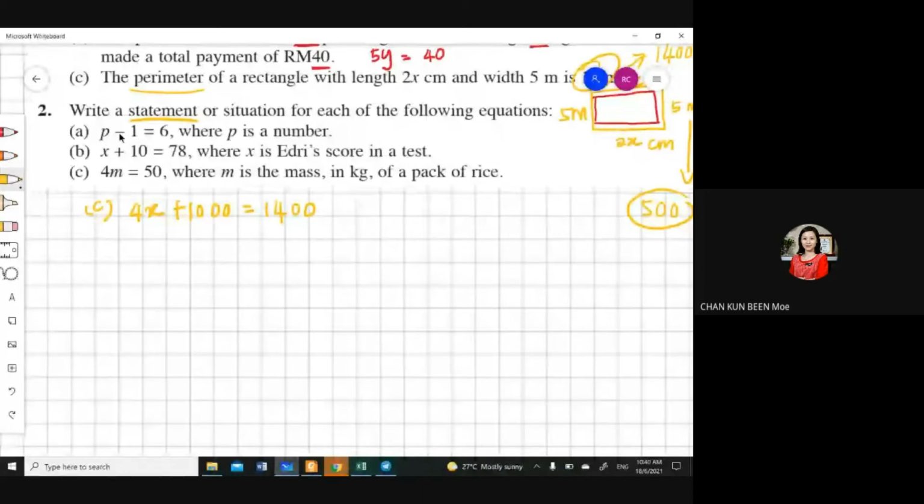So we make it easy. Subtract 1 from a number. The result is 6. Yes, very good. Okay, you can do that already. Wow. Okay, let's look at B.